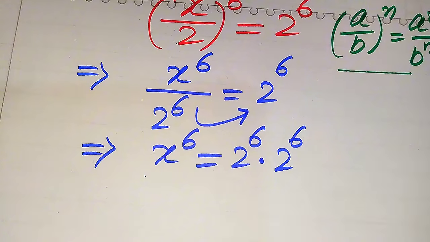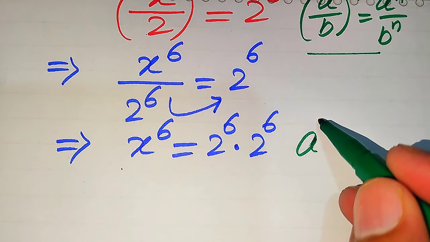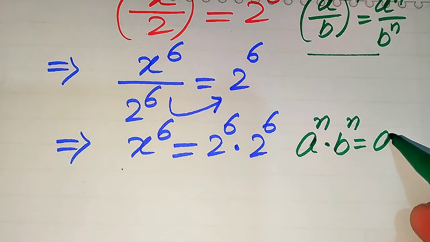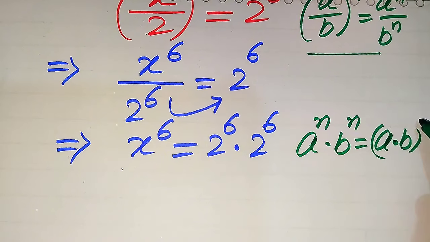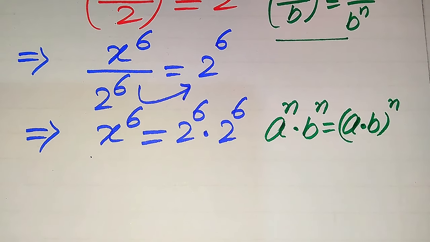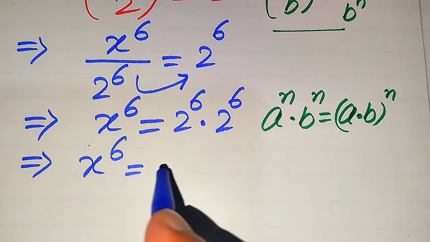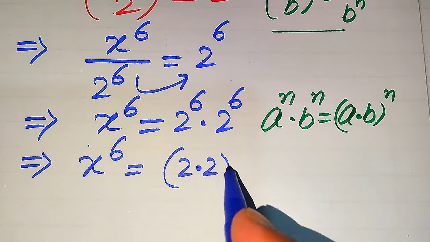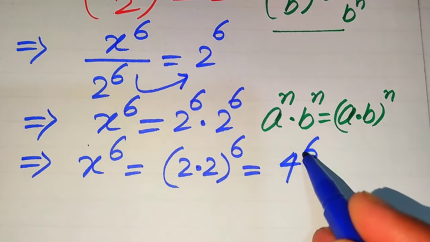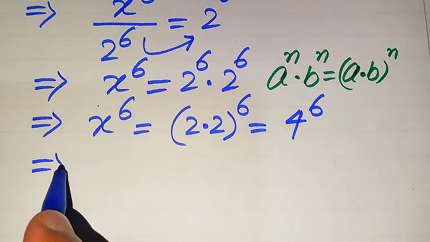And here we use another exponential law. You know about that. If we have a to the power of n multiplied by b to the power of n, we write it as a multiplied by b and its whole power is n. So according to this rule, we combine the exponents on the right hand side. After that it will be written as x to the power of 6 equals 2 multiplied by 2 to the power of 6, and we know that 2 times 2 becomes 4, so 4 to the power of 6.